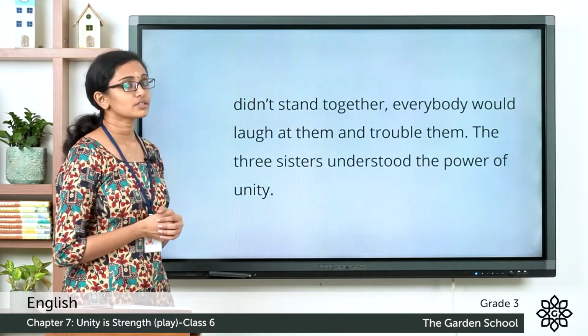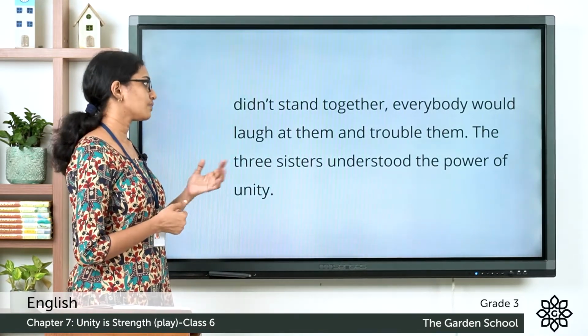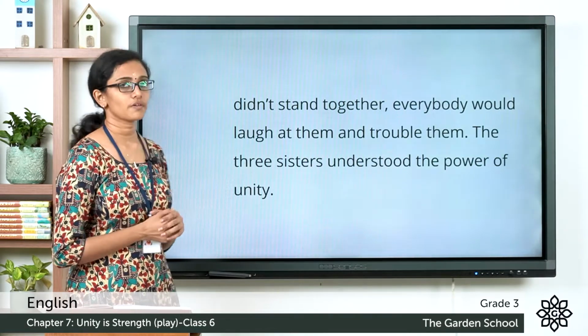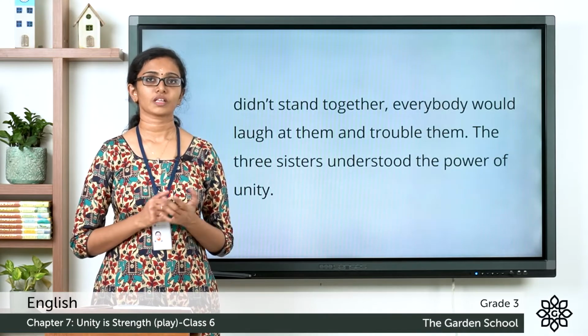If they did not stand together, everybody would laugh at them and trouble them. The three sisters understood the power of unity. Let's see the third one.